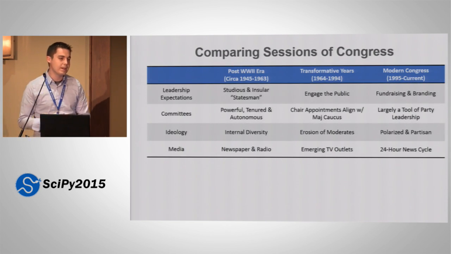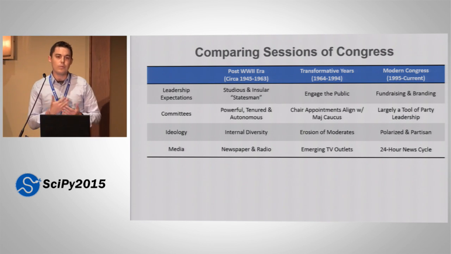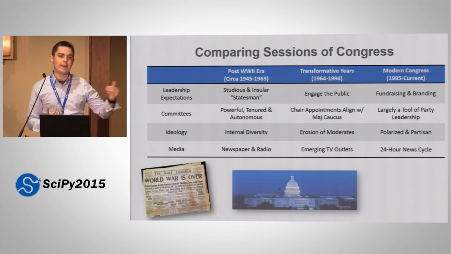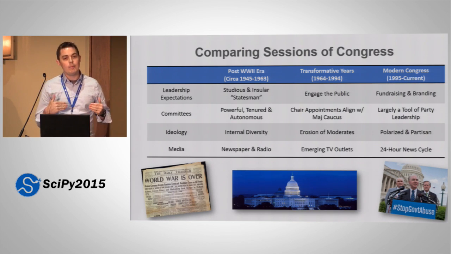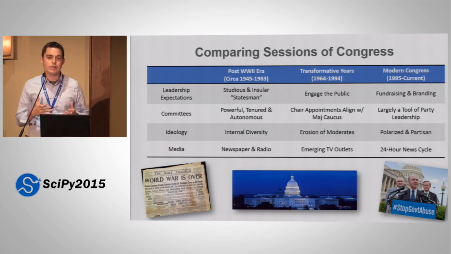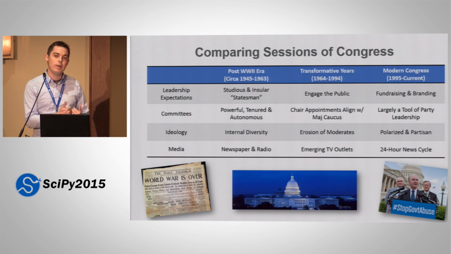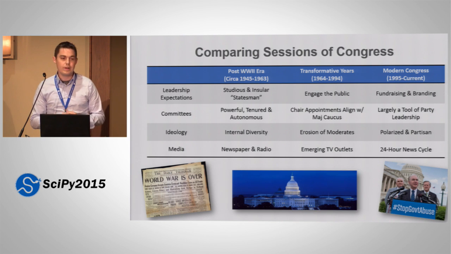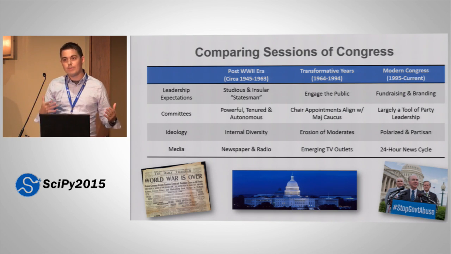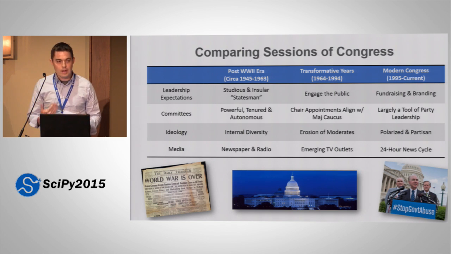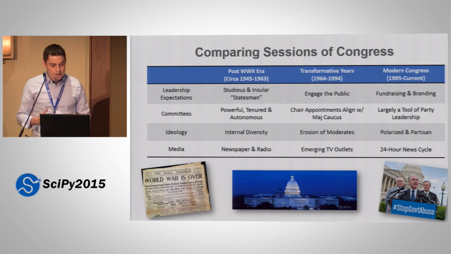Let me compare a little bit of the sessions of Congress over time. Where we might look back to the post-World War II era and how Congress looked back then, parties looked much different. They were internally diverse. You don't see what you recognize today as the polarization into each side. Following World War II, what you find instead is that there was a lot of diversity, so that there were moderates both on the conservative and the liberal wing of the Democratic and the Republican parties.